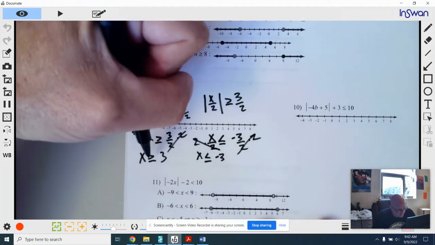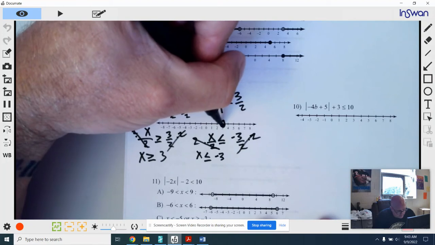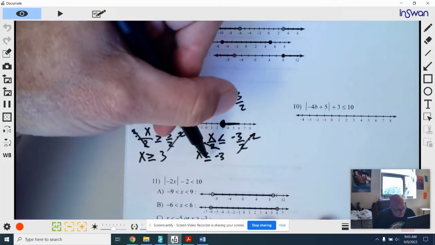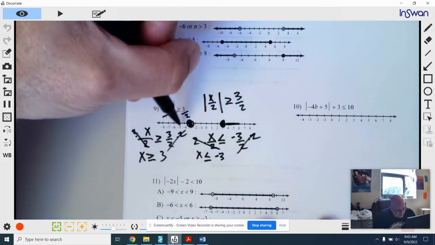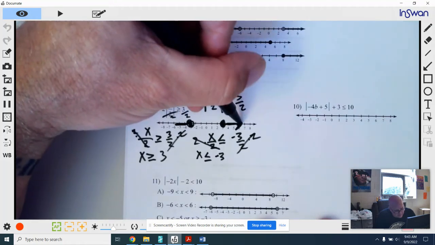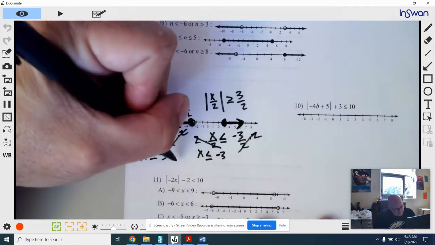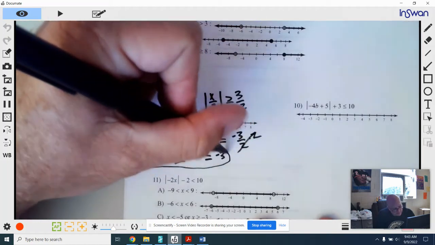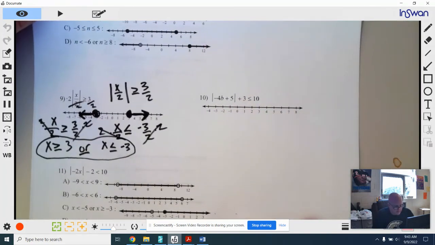All right, so let's go graph that. X is greater or equal to 3. So it's a closed point. I know it's going to be shaded there to the right. X is less or equal to negative 3. Closed point, shaded to the left. So those are going to be OR graphs. So don't forget, I'll put arrows on the ends. And that's my graph there. I don't need to rewrite anything. I just put the word OR between those and circle it up. That's my answer.